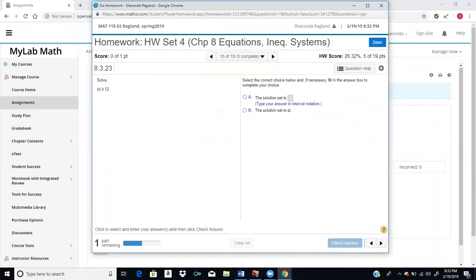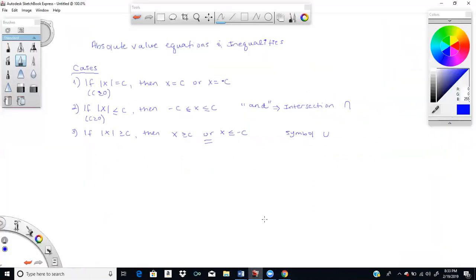All right. So now we're getting into the absolute value. So let's go back and I'll give you some notes on that. So absolute value equations and inequalities. All right, so we got 3 cases that we're looking at. Okay, the first one is dealing with the equation. This is the only one that deals with the equation.